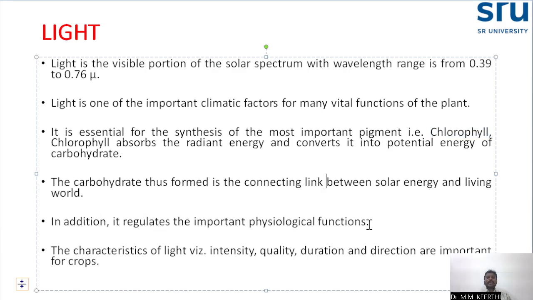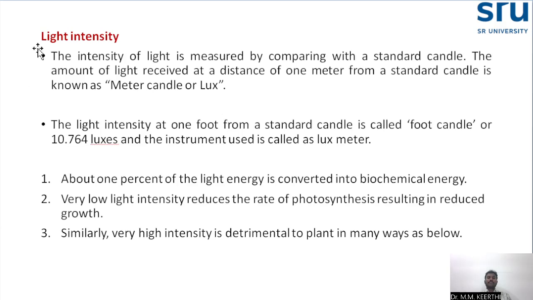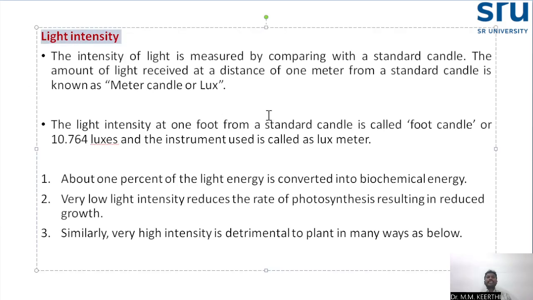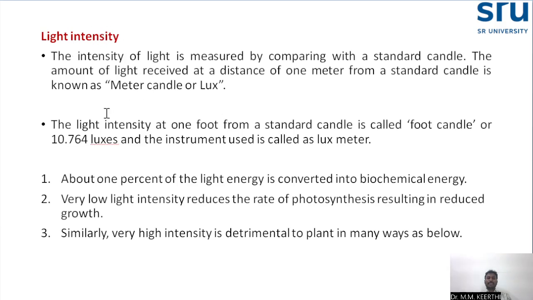In addition, it regulates important physiological functions. Based on the intensity, quality, duration and direction of the light, the plant characteristics will be decided. First, the light intensity. Light intensity is measured with a standard candle unit, and the instrument is the lux meter. The standard unit is the foot candle. So under the light intensity part, the instrument is the lux meter. Using this lux meter, we can easily measure the light intensity.